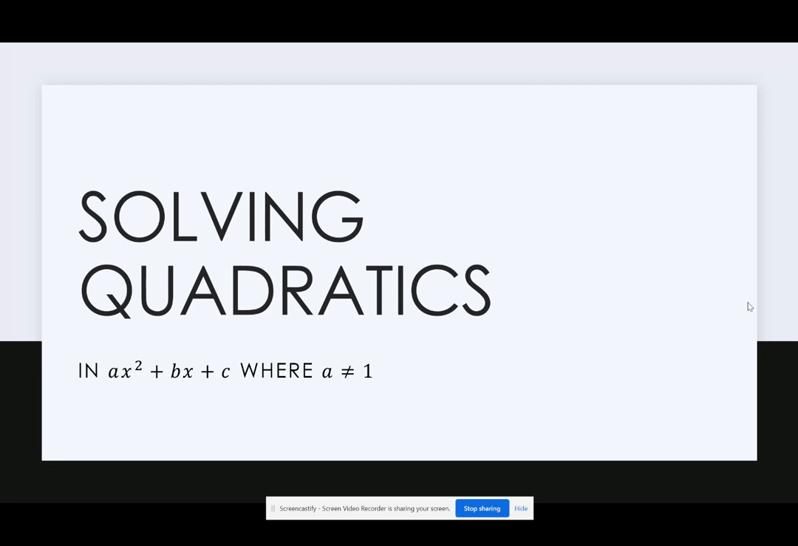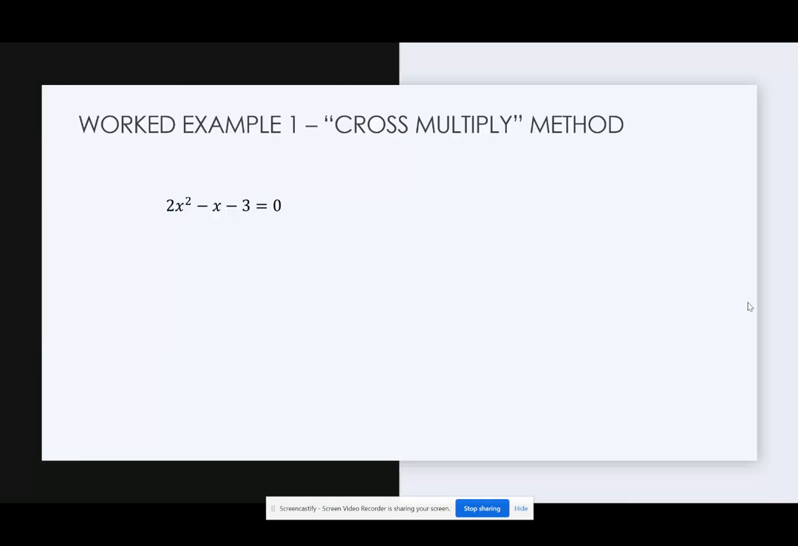Hi everyone, and welcome to this video on solving quadratics where the leading coefficient of x squared is not equal to 1. So far you've dealt with quadratics where that is typically equal to 1, so these are the hardest kinds of quadratics that you'll get at this level.